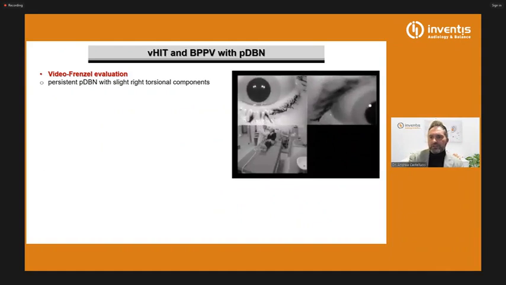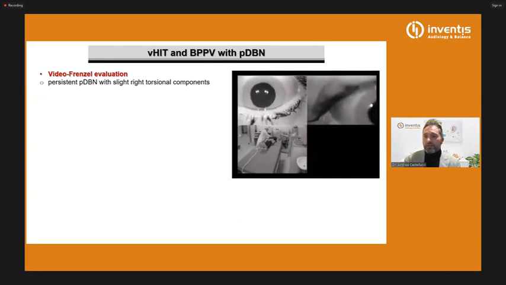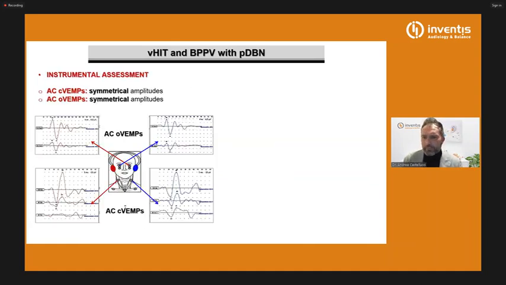So this is a case, this is Pasquale again, with a lady with positional vertigo, but you can see here that this is not a typical paroxysmal upbeat nystagmus in the right Dix-Hallpike test with paroxysmal course, with crescendo-decrescendo course. So this is a persistent downbeat nystagmus with right torsional component. So is it a right anterior canal BPPV or left apogeotropic posterior canal BPPV, or is it central? So we can measure the otolith receptors.